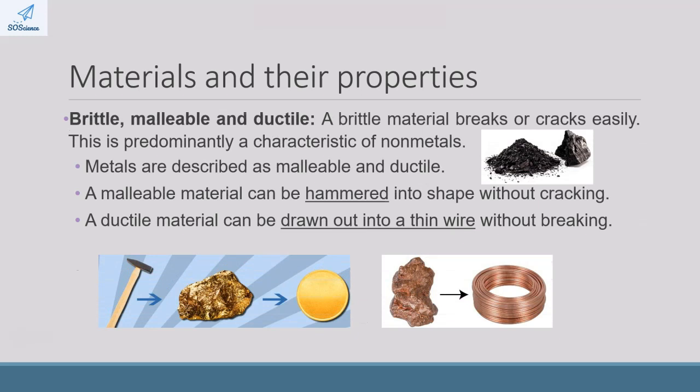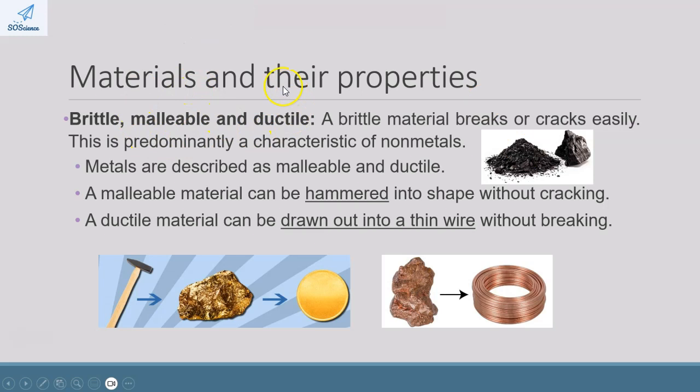Now, when we talk about brittle, malleable, and ductile, we have to be really aware of the fact that the word brittle applies to nonmetals. So here we've got a piece of coal, and if you hammer a piece of coal, it is just going to crack into lots of little pieces, and that's what it means that it is brittle.